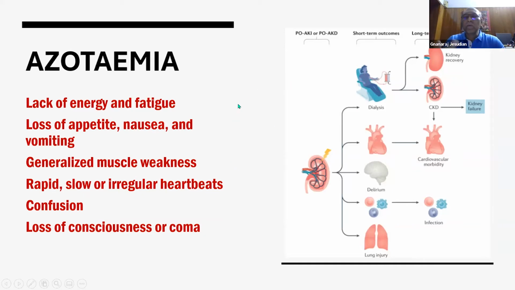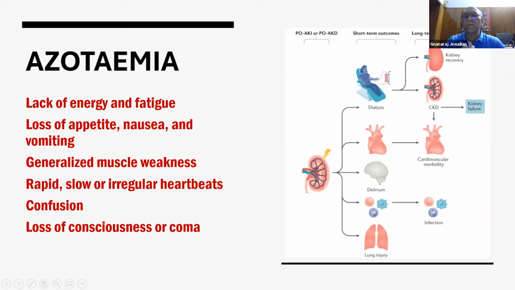Usually the kidney filters the substances which are toxic or not necessary for the body, which need to be removed from the blood. When the kidney is not able to do this function, these products accumulate in the blood. This can present to start with as just fatigue or lack of energy. Then there can be loss of appetite, nausea and vomiting, general muscle weakness. Then it starts affecting the heart, when the pulse can become rapid or slow or irregular. And finally, it can even lead to loss of consciousness or coma. At this time when you measure the urea in the blood, it will be very, very high. These are generally called symptoms of azotemia or renal failure.